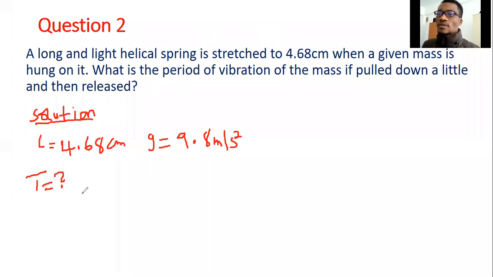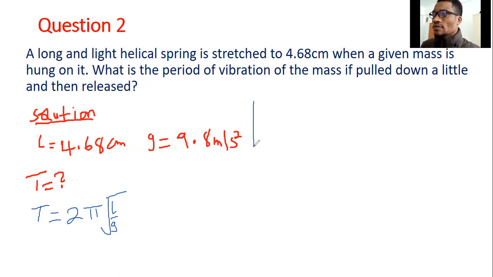Our time period that we're going to use is equal to 2 pi, then root length divided by g, acceleration due to gravity. So this is the formula we're going to use for time period in this case. Yes, please take note of this.